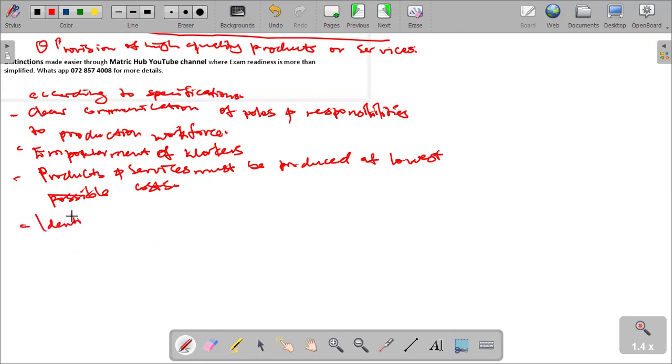Identification of causes of production problems. Problems that are in the production function or production processes must be identified. We can talk about implementation of quality control systems.